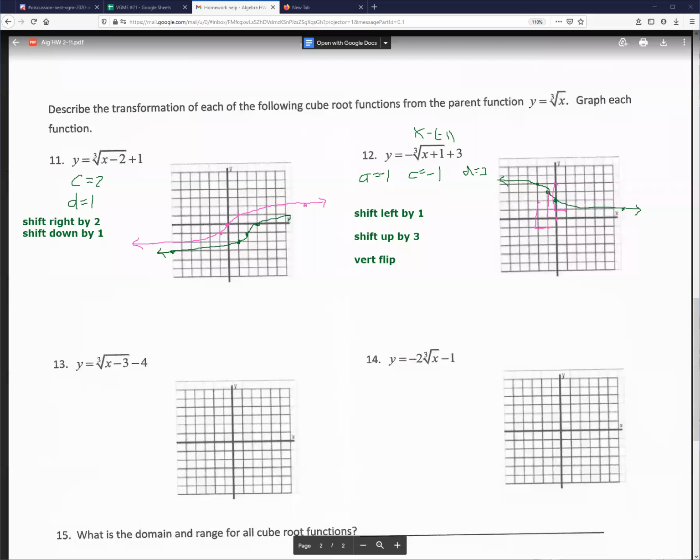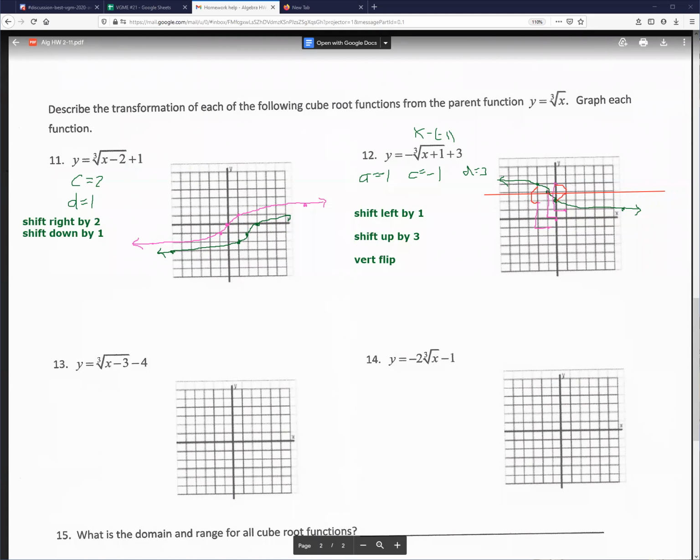However, compared to this being our like starting line, as it were, we have to flip everything across. So this now becomes up here and this goes down here.